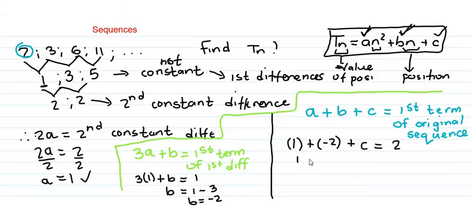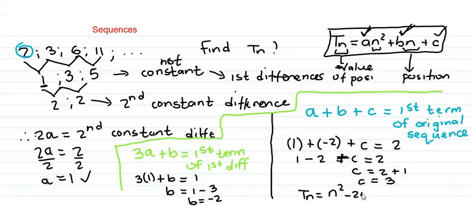And then, 1 minus 2, plus C, 20 RF 2, and then 1 minus 2 gives minus 1. Minus 1 becomes positive 1, so 2 plus 1, and then C gives 3. So we substitute A, B and C, and then A is 1, and then 1 times n squared, n squared. B is minus 2, minus 2n, plus C is 3. So our general formula is n squared minus 2n plus 3.